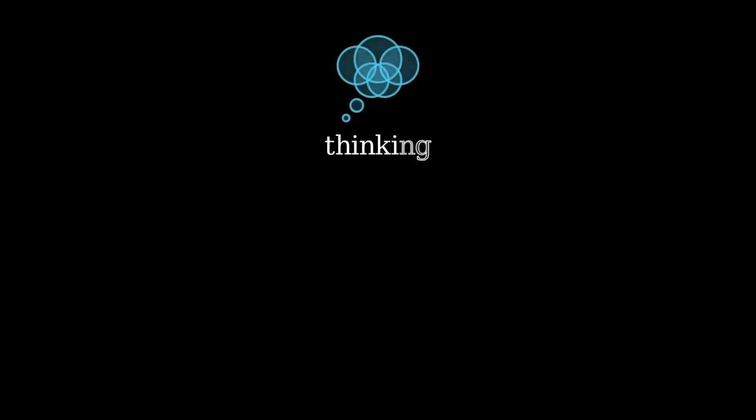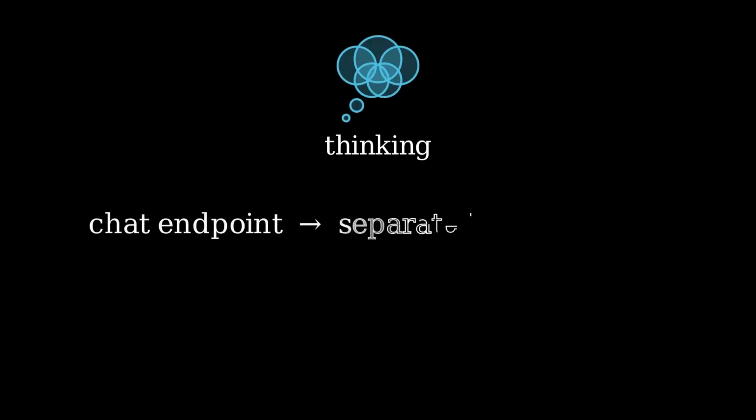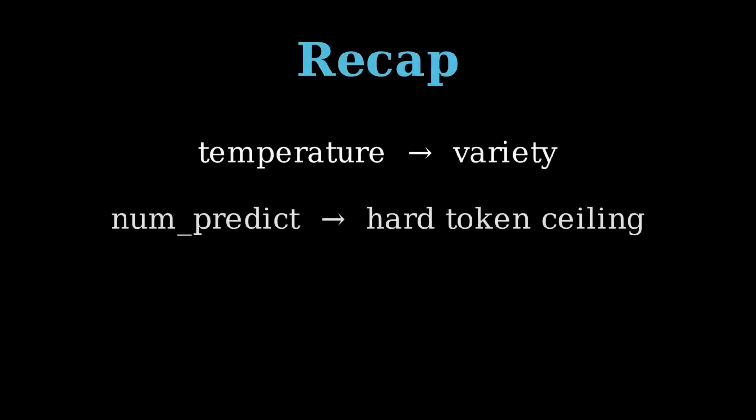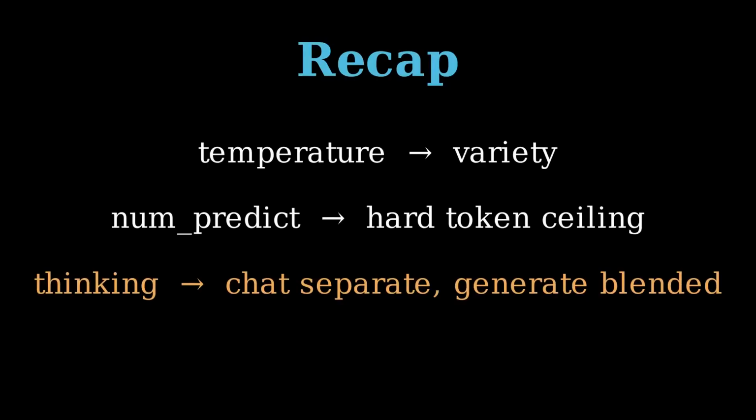Last, thinking mode. Gemma reasons before answering. On the chat endpoint, that reasoning comes back in a separate thinking field, kept apart from the answer. On generate, it's blended into the output. Same behavior, shown 2 ways. Temperature tunes variety, NumPredict caps total tokens, and thinking mode surfaces reasoning, separately on chat, blended on generate.